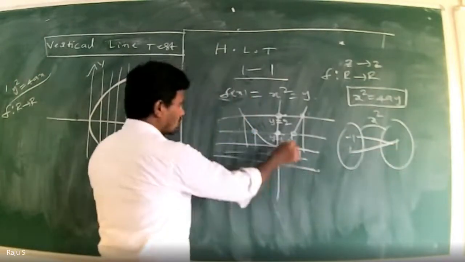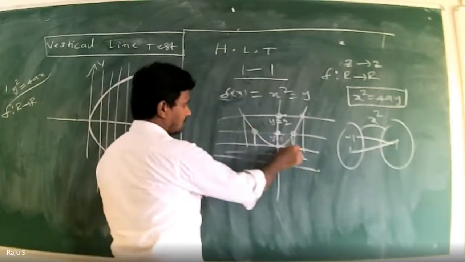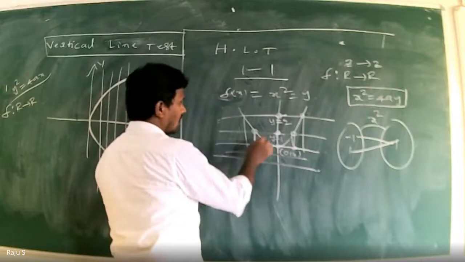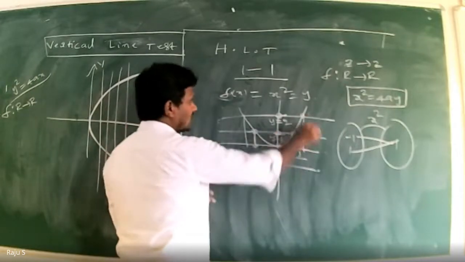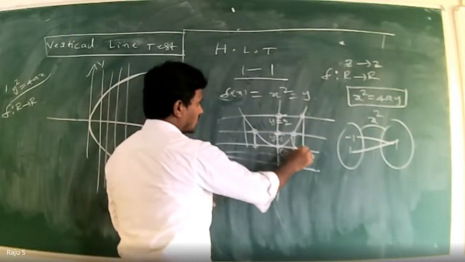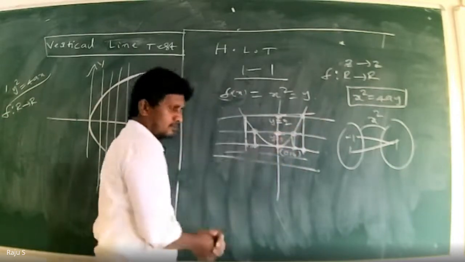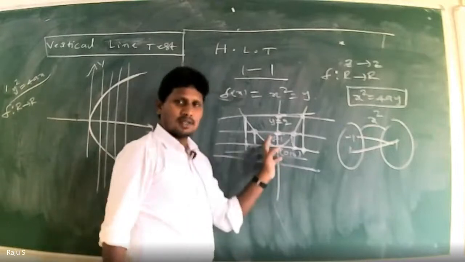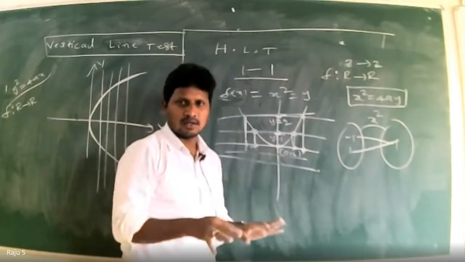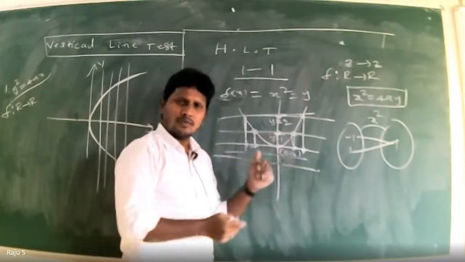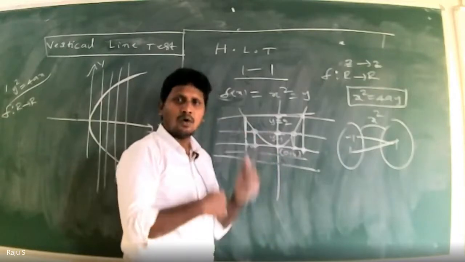Here also two distinct x values, positive and negative, there exists only a unique y value. In the same way here also. So for two distinct values of x, there exists only a unique y value. Okay, like that. So it is not 1, 1. It is a function. So whether it is a function or not, how to check the function?